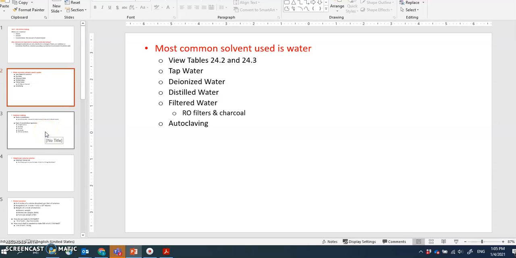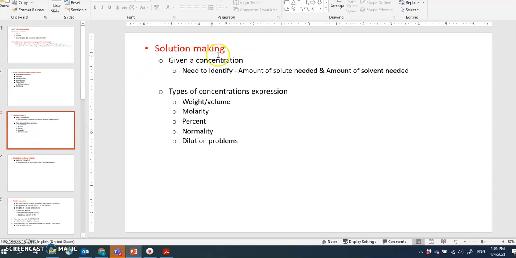If your solution is water-based, the most common solvent used in solution making is water, like I said. So if you are using water as a solvent, how do you mix your water with the defined solute amount, right? To understand that, we need to understand ways of expressing your solution making. Okay, so number one, how do you express the concentration between the solute and solvent? You need to identify the amount of solute needed and the amount of solvent needed, and how are you going to express that?